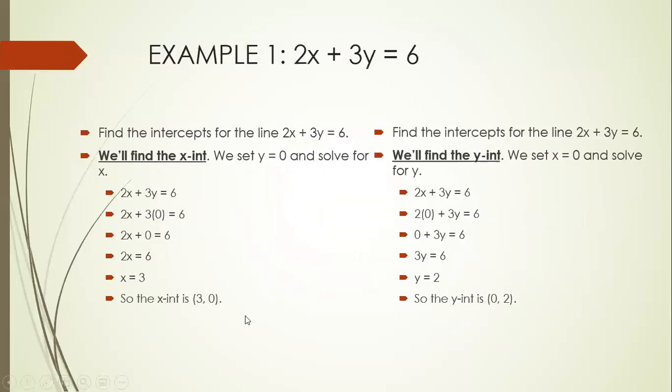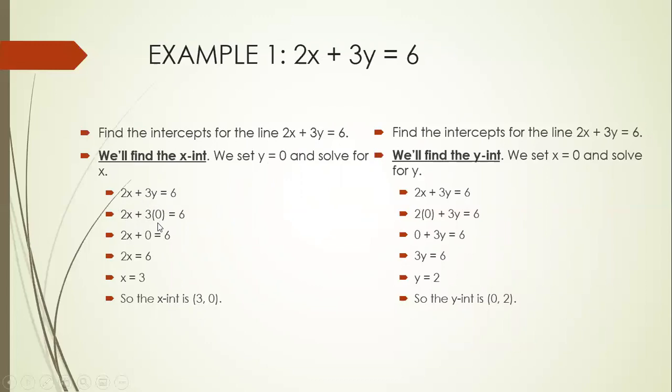So now let's take our first example, 2x plus 3y equals 6. I'm going to take this example right here. To find the intercepts for the line 2x plus 3y equals 6, we will first find the x-intercept. We will do what we said we were going to do. We will set y equal to 0 and solve for x. So we'll take our original equation, 2x plus 3y equals 6. We will set y equal to 0. We will say, y, you are now 0. And we will now go to our next step.